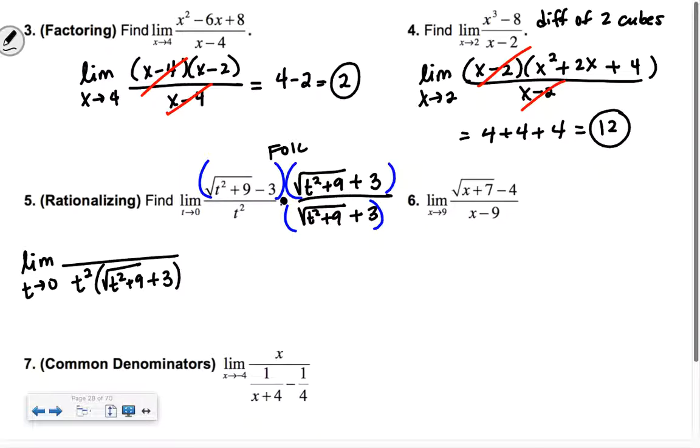So if I FOIL the top, I'm going to take those 2 square roots and multiply them by each other. What do I get when I do that? T squared plus 9, right? No square root. And then my outer and inner will cancel.